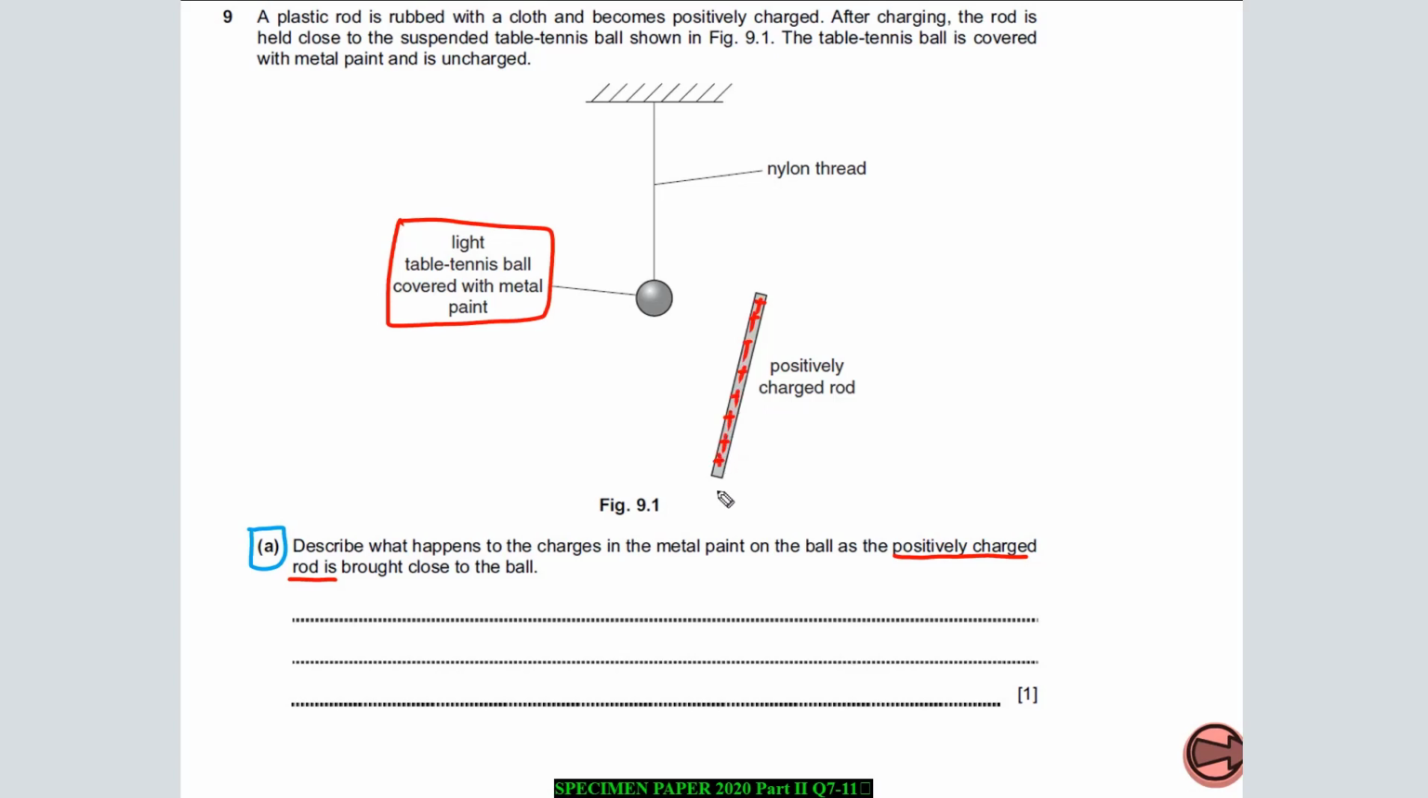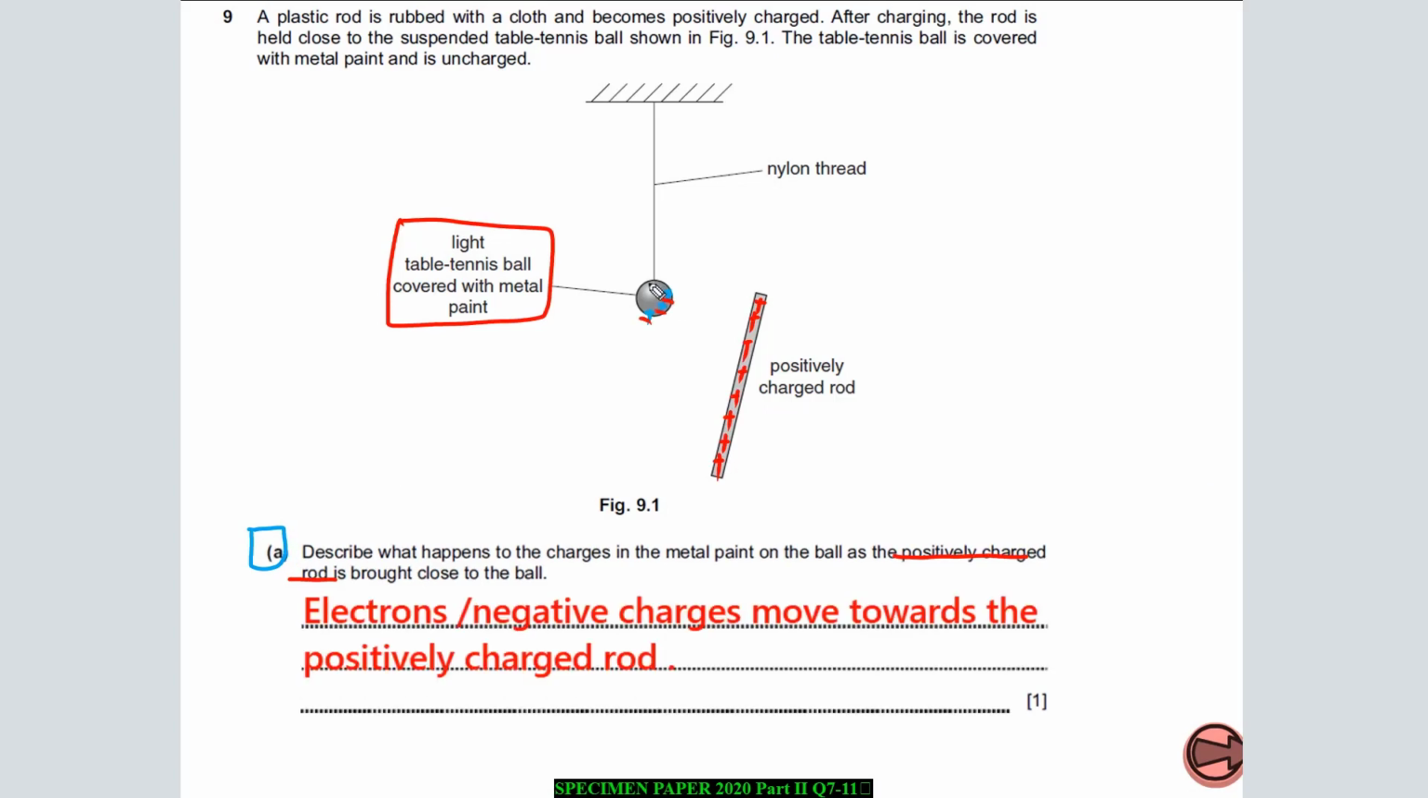Means lack of electrons. So what will happen? Simply understand, if I draw this side, I can say this is positive, negative, positive, and negative. So these electrons will move towards this side. The side next to the positive rod will be more negative. Net negative charge on one side and net positive charge on the other side, because electrons will move from this side to this. So we have more electrons on this side. So this is what we need to say, that electrons or negative charges move towards the positively charged rod.